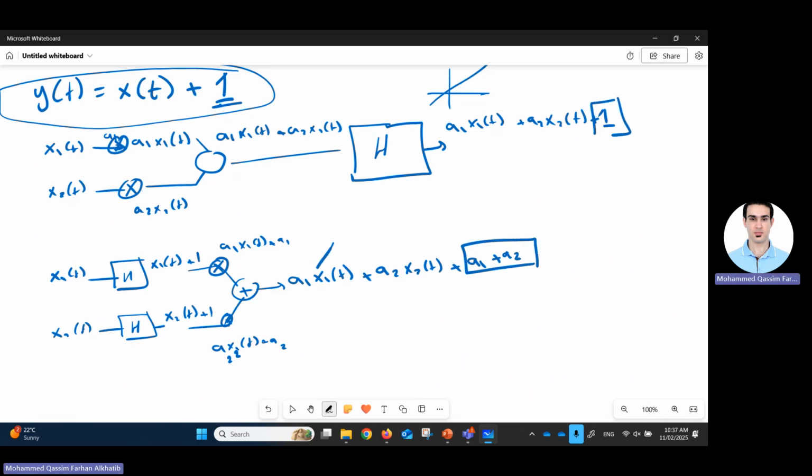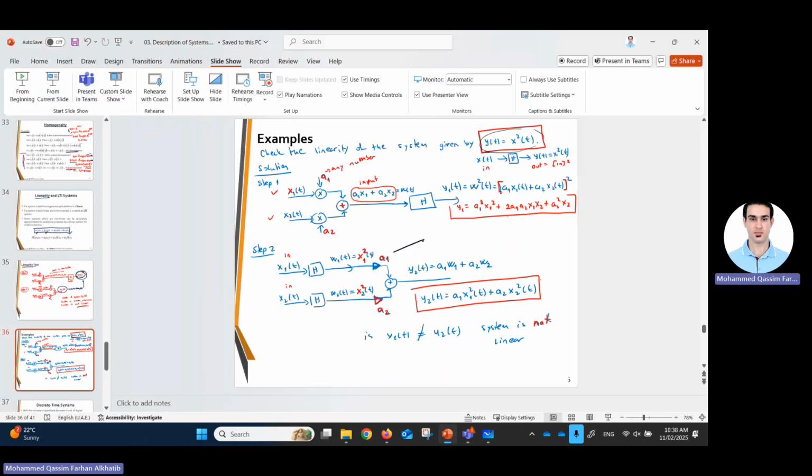So this one is the same, a1 x1, this one a2 x2. So they are there, but I have a1 and a2 and I have 1. So it's not linear. It might be homogeneous, but it's not additive. Okay? So yes, as a function that we learned back in the day, the function is linear, but this is not a linear system. It's not a linear system. Okay. So let's see if there is another example for linearity. So we've done the square part.